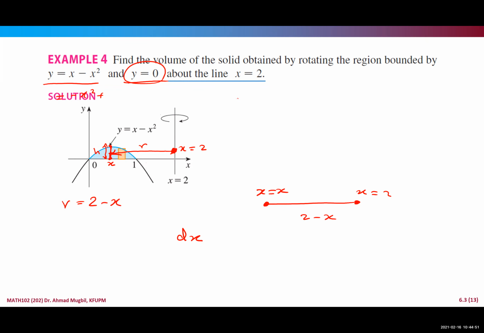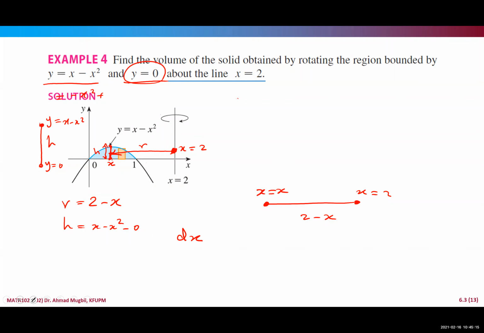Now, what will be the length of this line, which is h? You need to ask yourself, what is y here? y here is x minus x squared. And what is y here? y here is 0. So it will be x minus x squared minus 0, so it is x minus x squared.